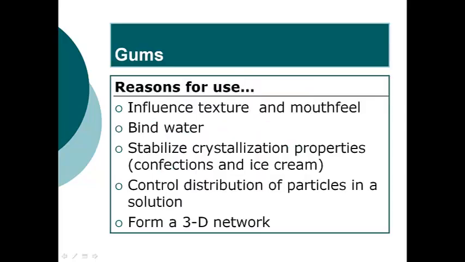There are a number of reasons that gums may be used as a food ingredient. They influence texture and mouthfeel. They can bind or at least manage water. They stabilize crystallization properties in products such as confections and ice cream. They control distribution of particles in a solution or dispersion. And finally, they can form a 3D network, or a gel.